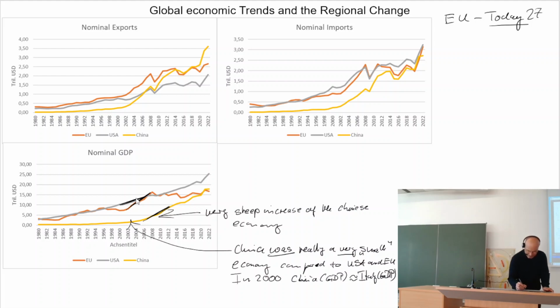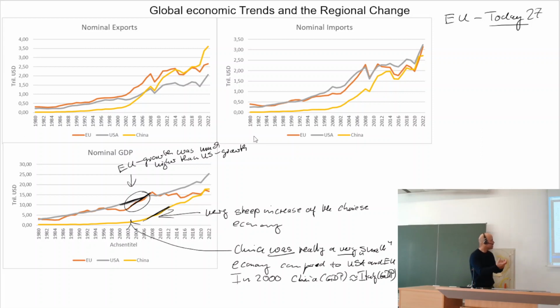So also EU growth was much higher than US growth. And this is then more or less a regional explanation. Where does this large increase of world trade come from? Well, from this push, especially in these first 10 years, of China and also of the European Union.